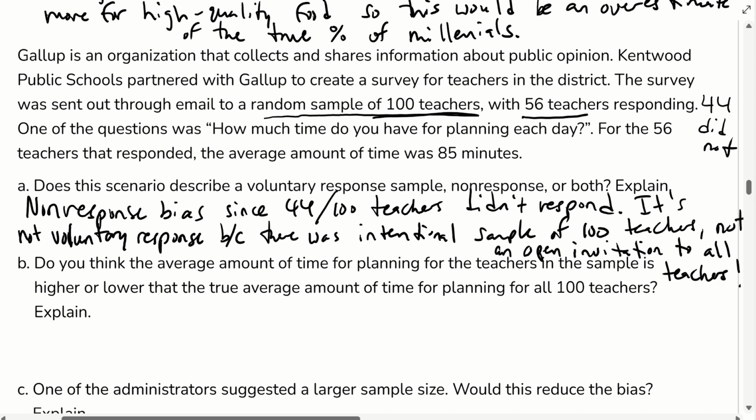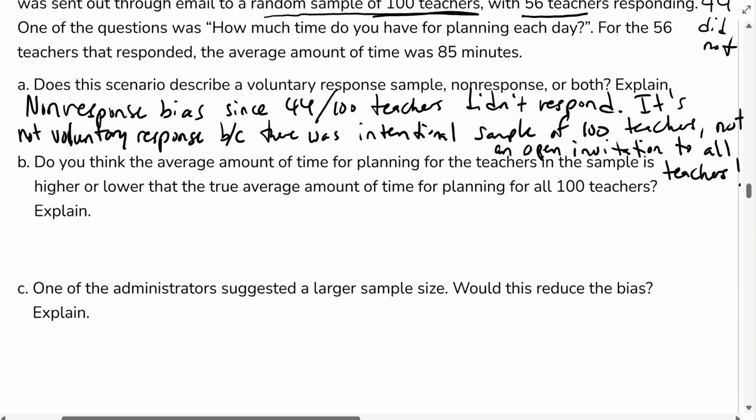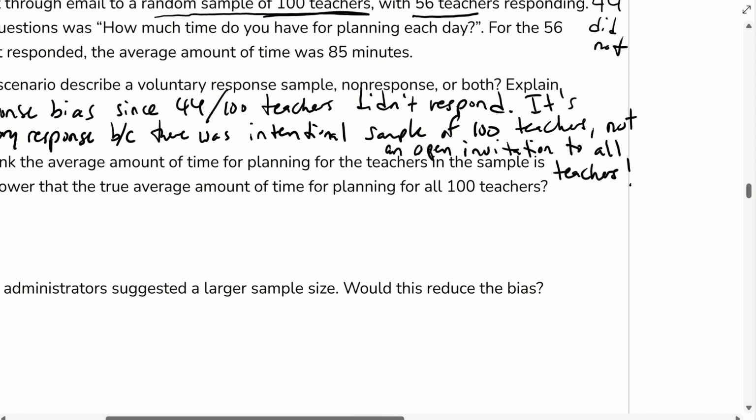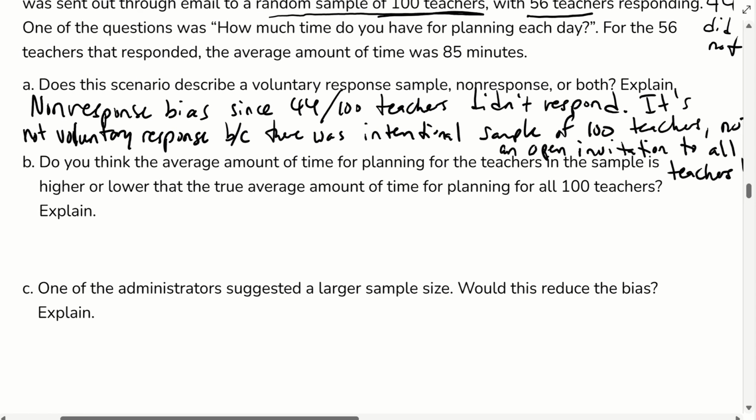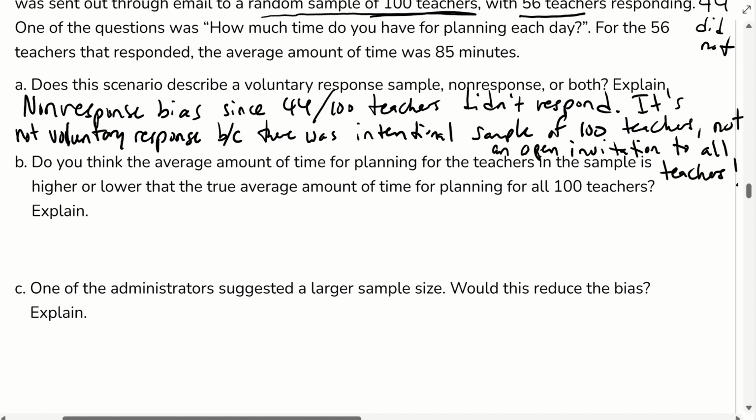To all teachers, and that's key there. So it's not voluntary because there's an intentional sample of 100 teachers, not an open invitation to all teachers. Now, do you think the average amount of time for planning is higher or lower? So we know that it's biased, because of the non-response bias. But do you think it's higher or lower than the true amount? Okay.